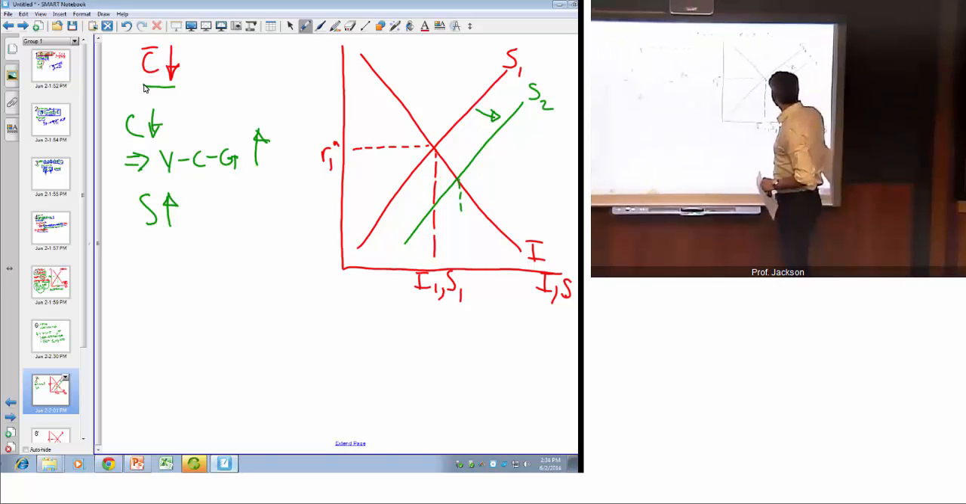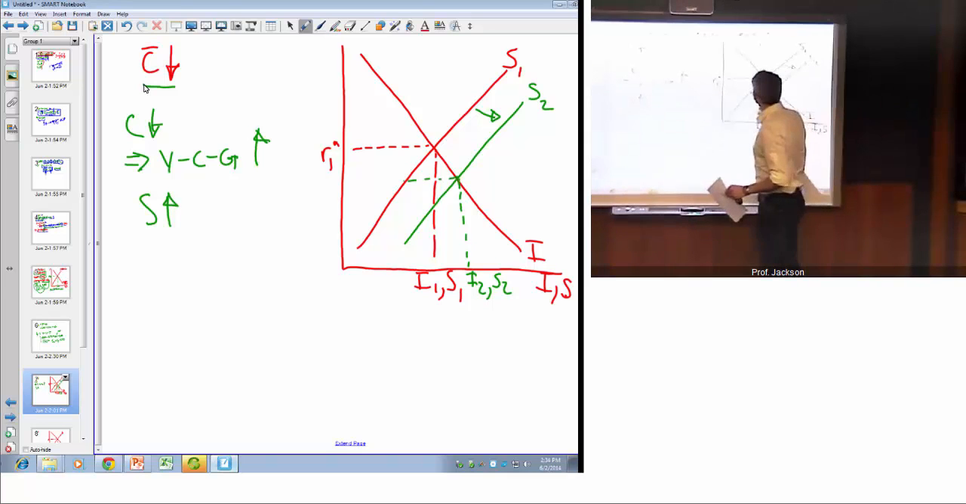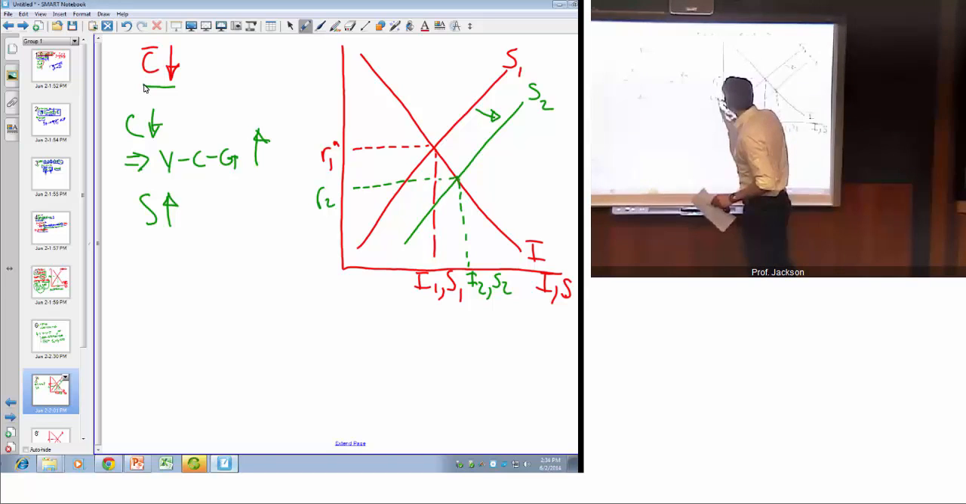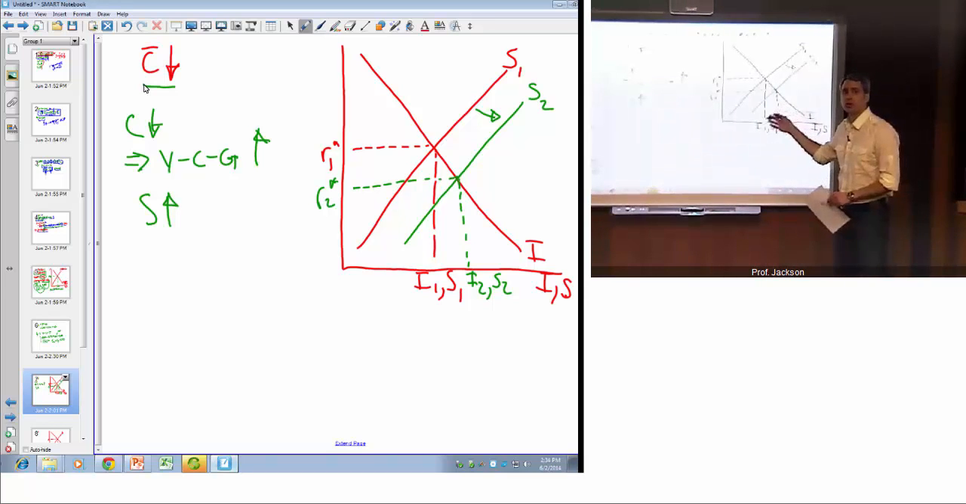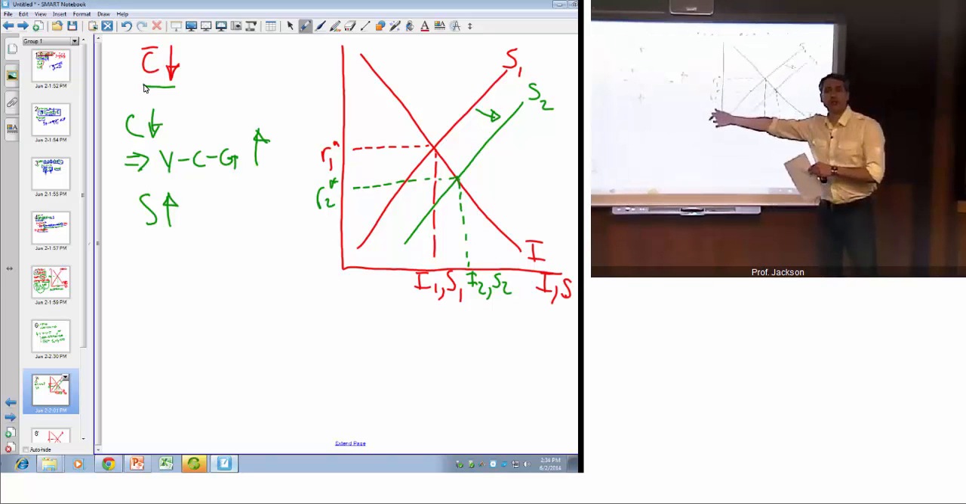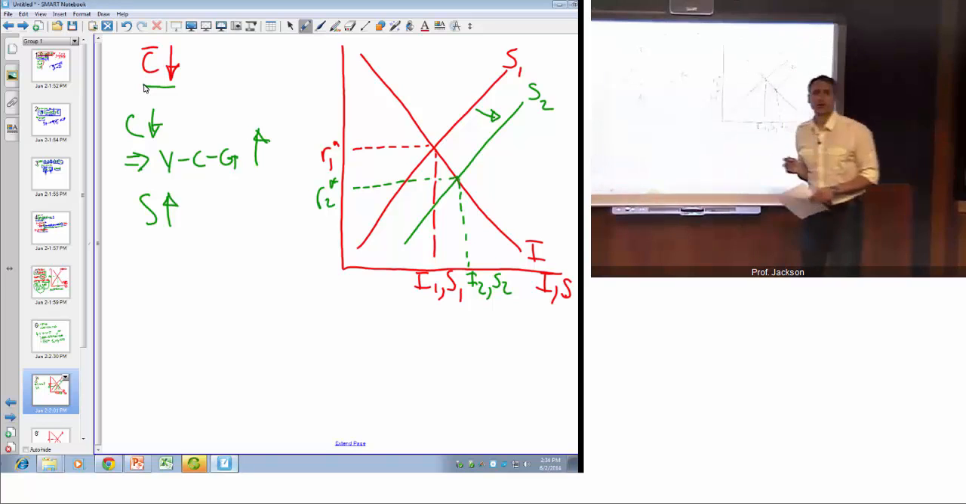The equilibrium result is that equilibrium investment and saving is going to go up. And the real interest rate is going to go down. So this helps us answer one question for what drives real interest rates in the long run. Well, you can see that if consumption falls in the long run, that's going to push real interest rates lower. Okay.